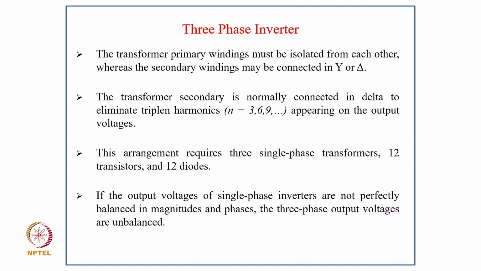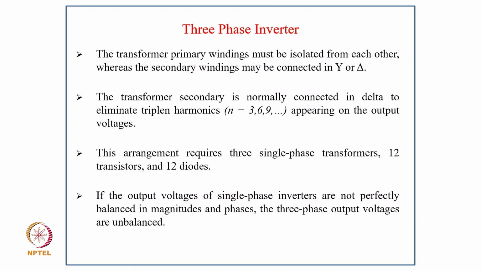So the transformer primary windings must be isolated from each other, whereas the secondary windings may be connected in star or delta. The transformer secondary is normally connected in delta to eliminate triplen harmonics appearing on the output voltage. This arrangement requires three single-phase transformers, 12 transistors and 12 diodes.